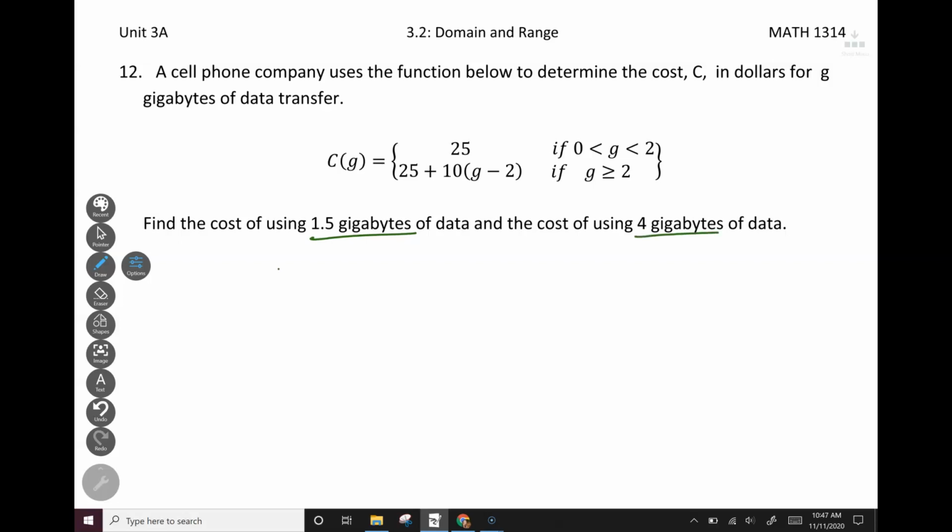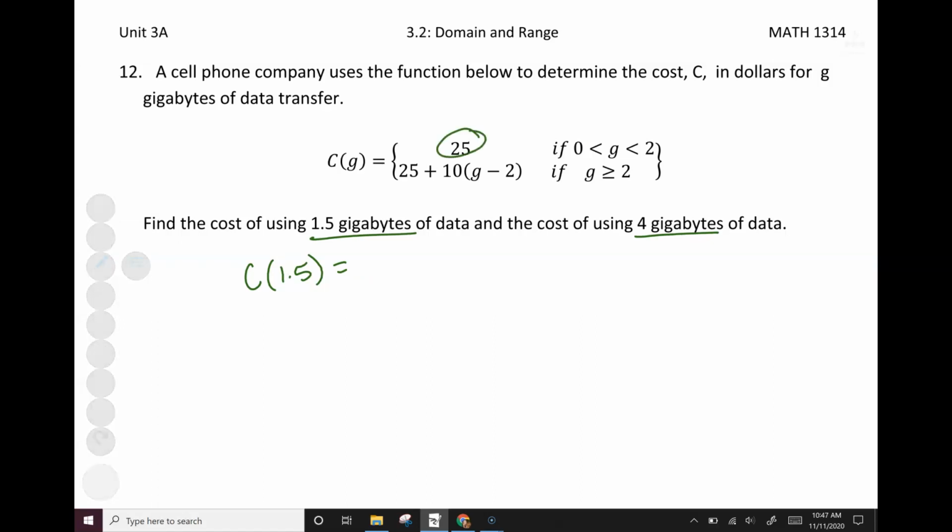Okay, so we're going to plug those in. So we're trying to find the cost at 1.5. So we're plugging 1.5 in for G. So that's C, the cost of 1.5. Now, which part of the function are we going to use? Are we going to use the 25 or the 25 plus 10 times G minus 2? 1.5 is between 0 and 2, so we're going to have to use the 25 here. So that would just come out to 25.